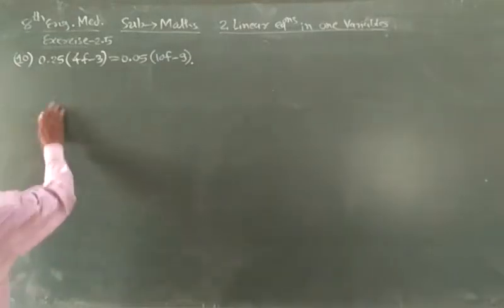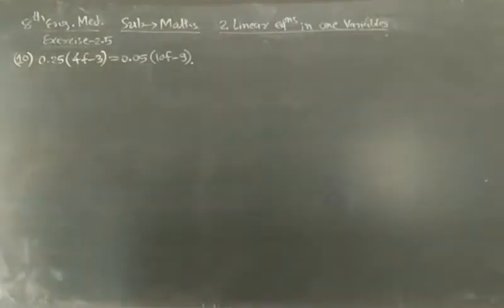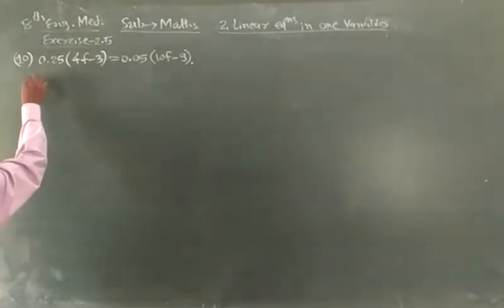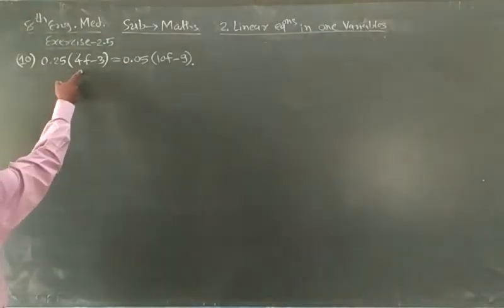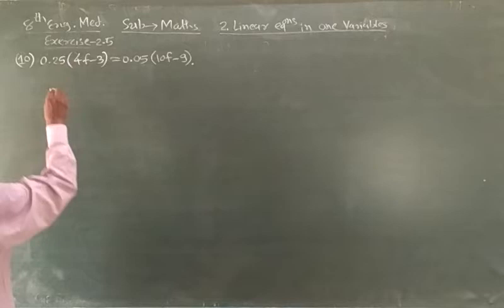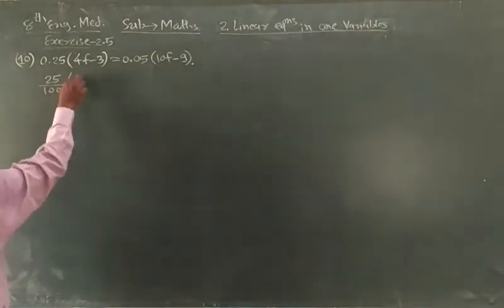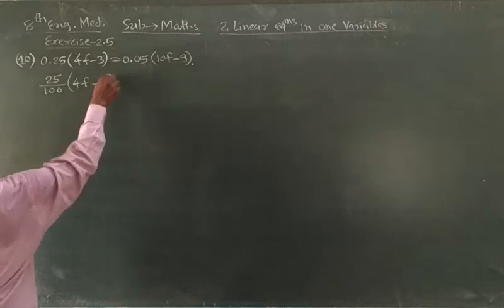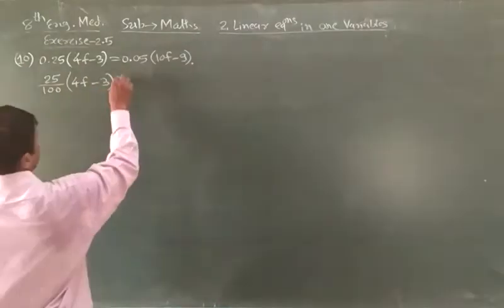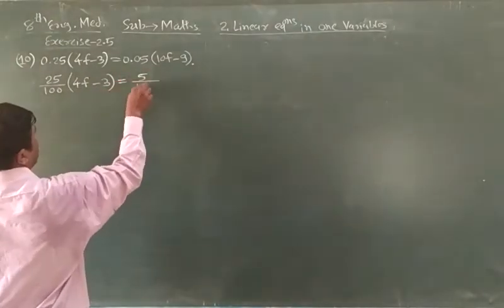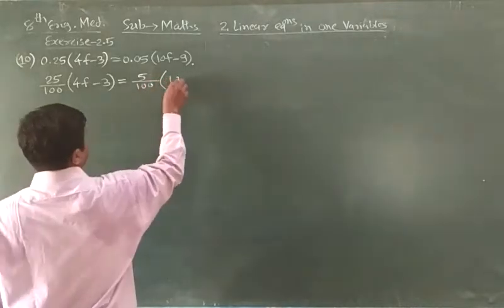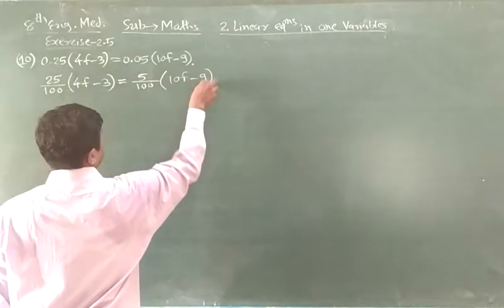Let's start now. First open the bracket, multiply here. So open the first, remove the point. So 25 by 100, 4f minus 3. Okay, so 5 by 100, 10f minus 9.